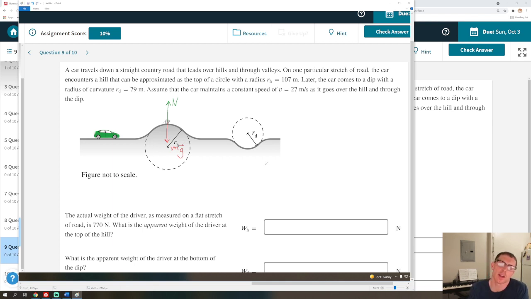So what is my centripetal? Let me actually stop and first say that we're thinking that when the car is driving over the top of this bump here, it's sort of undergoing uniform circular motion, right? Because they tell us that the v is constant.